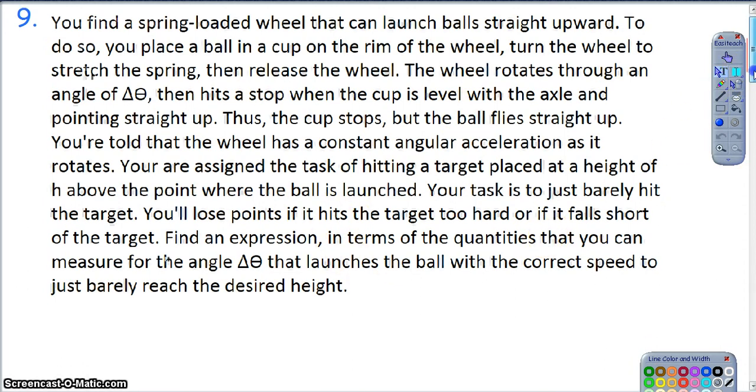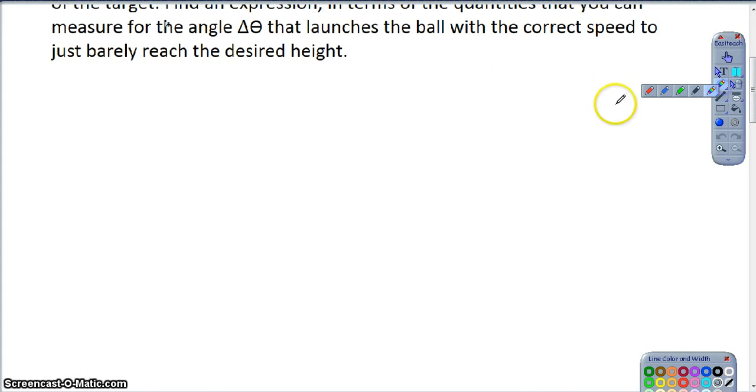You've got, in simple terms, this wheel that spins around. It's a spring-loaded wheel, with a little cup on the wheel that you can then place a ball in. As it rotates, it then hits a point where it launches that ball straight up.